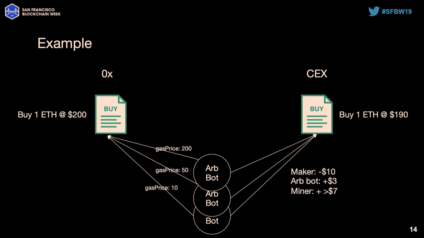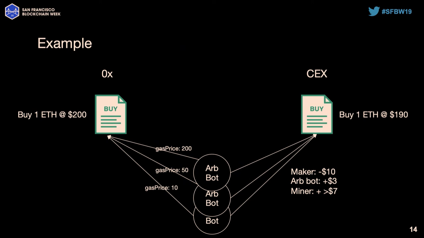So the net result of this is the market maker just lost $10, right? They purchased an Ether $10 off of market price. The bot paid a large amount in fees, but they still made a little bit of money from the arbitrage net of fees. Maybe they came out ahead $3. And then the miner actually makes the most profit because they scoop up the transaction fees from all of the bots that participated in this auction. This is known as an all-pay auction.